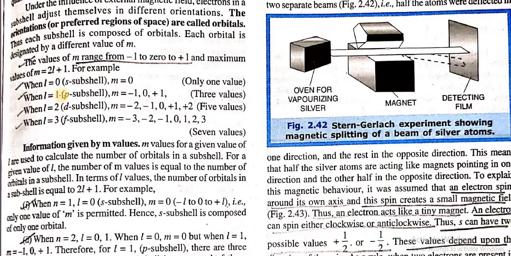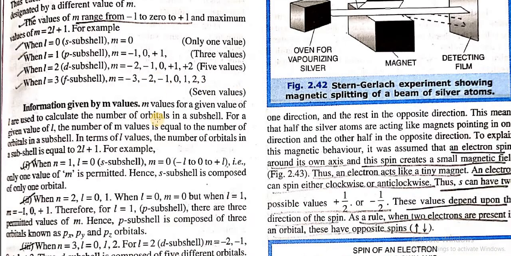Similarly, when L equals 1, the values for m will be minus 1, 0, plus 1, because it ranges from minus L to plus L. When L equals 2, it ranges from minus 2, minus 1, 0, plus 1, plus 2, which gives 5 values. So when L equals 0, there is only one value; for L equals 1, there are 3 values; and for L equals 2, there are 5 values. Similarly, when L equals 3, we have minus 3 to plus 3, so 7 values.